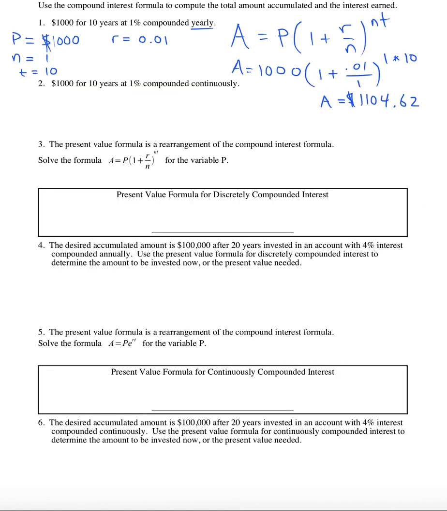The next question says, what if $1,000 is invested for 10 years at 1% interest compounded continuously? Now, when it comes to continuous compounding, we actually have a different approach. We want to use the formula A equals P E to the RT, where P is the principal, E is an irrational number, a transcendental number in mathematics, approximately equal to 2.71.